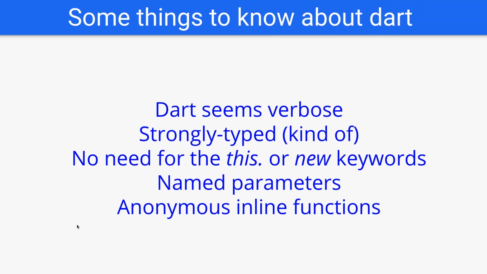Dart provides for named parameters, and I'll show you an example of that in just a minute, as well as anonymous inline functions. These things would be known as lambdas in some other languages, and well, you'll see. It's just a very brief way of writing a function. Java's got them, borrowed from the world of JavaScript.